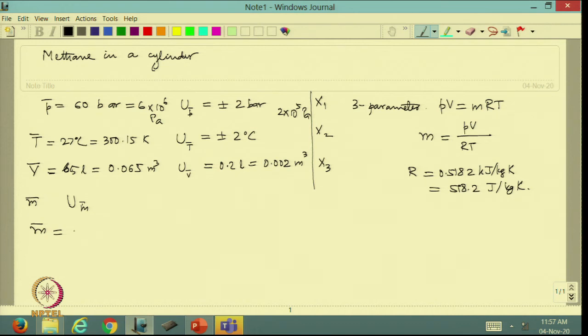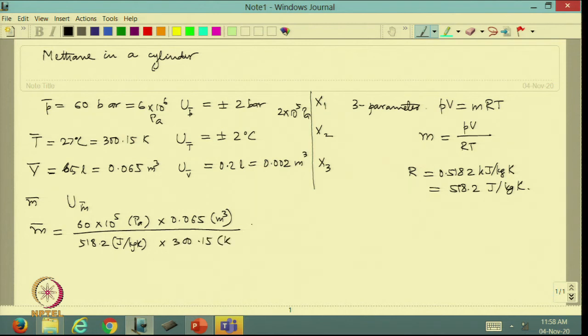So, we put all these things here in mass, which is 60 into 10 to the power 5 Pascal multiplied by 0.065 cubic meters, divided by 518.2 joules per kg Kelvin multiplied by 300.15 Kelvin, and when you do all of this, we get the answer as 2.507 kg. We can even round this off and say this is 2.51 kg or just 2.5, that we will see. So, that is half the story done.